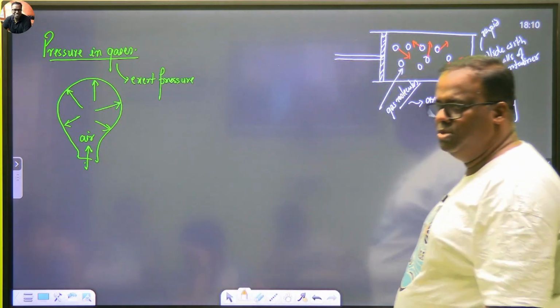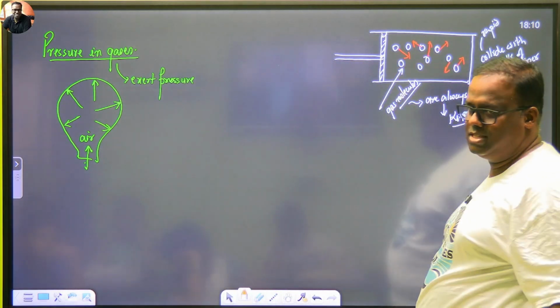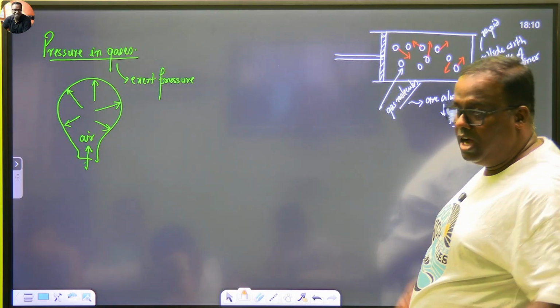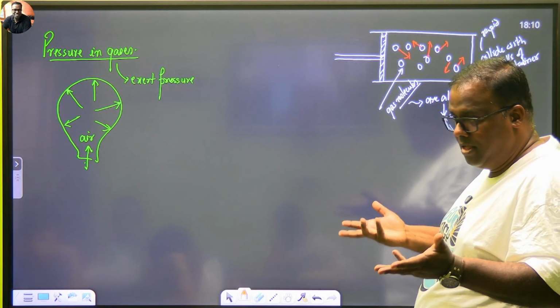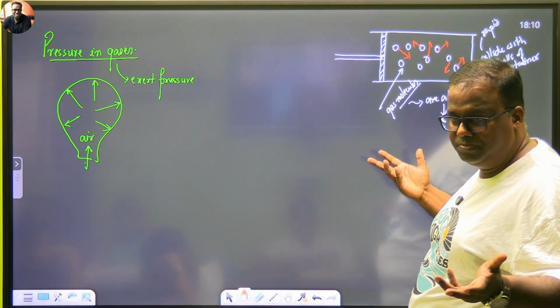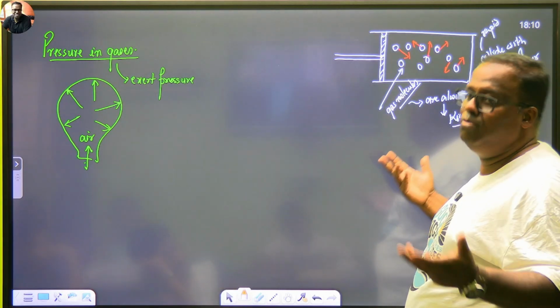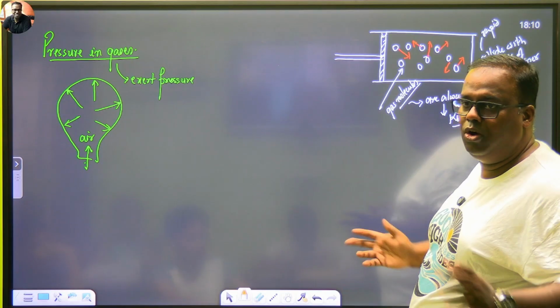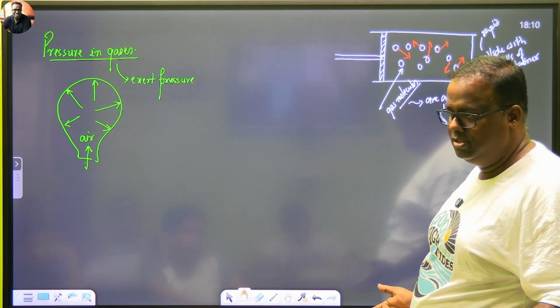Now use your common sense. You start heating this gas. If you heat this gas, are you not giving it more heat energy? Yes. More heat energy means that heat energy will be converted to kinetic energy. They'll be moving even faster. So more pressure. A hot gas exerts much more pressure, right?